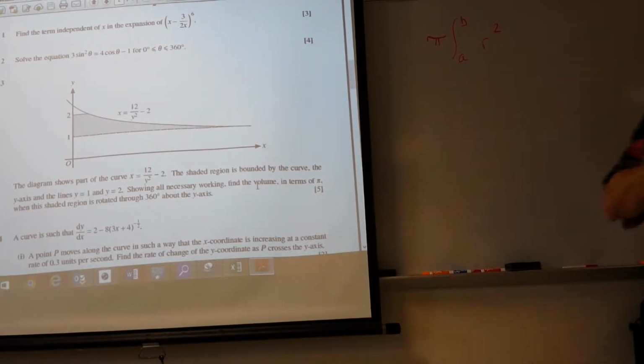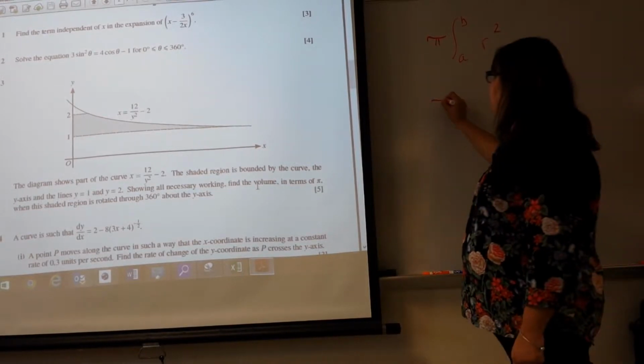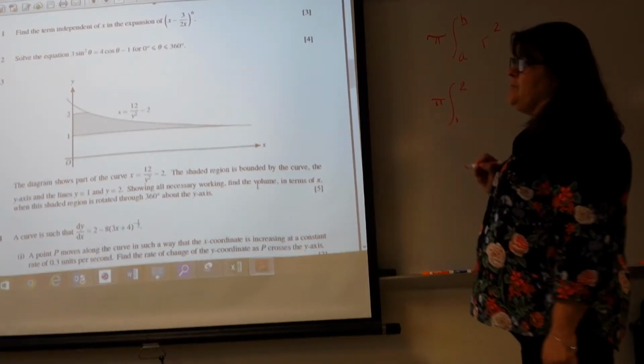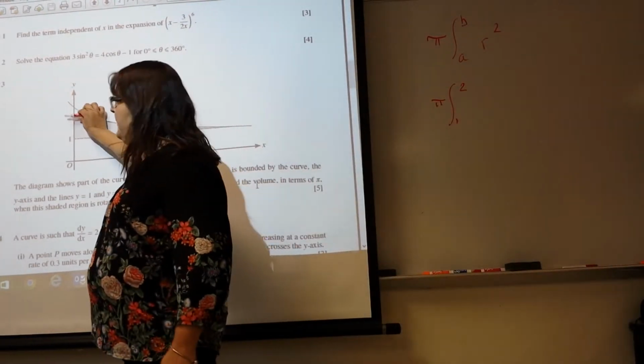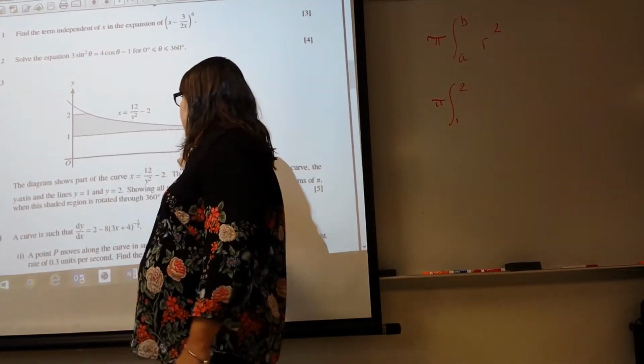So what's our a and our b in this case? 1 and 2. They were really, really nice, because they gave it in terms of y. That's really cool. You guys see it? Otherwise, it would have been 1 to whatever, you know?